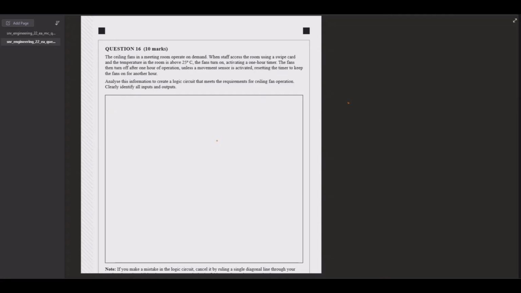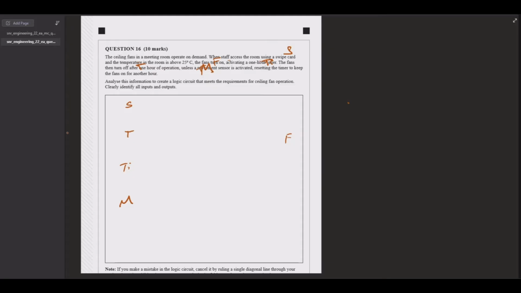So let's do it. When staff access the room using a swipe card, so we've got swipe card, let's label it S, and the temperature T, the fans turn on, so F. One hour timer, so okay, let's do TI for that. Fans, movement sensor. So our inputs are going to be the swipe card S, temperature, the timer, and the movement sensor. And we all want that to match up at fans.